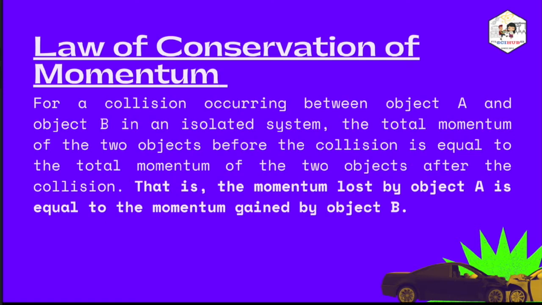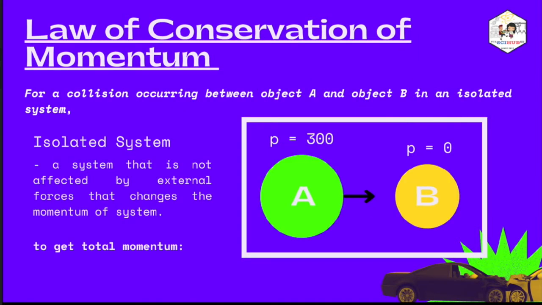So para maintindihan po natin ito, let's dissect it. Himayin natin yung law na ito into its different parts. So first off, let's first define what an isolated system means. An isolated system is not affected by external forces that change the momentum of the system.